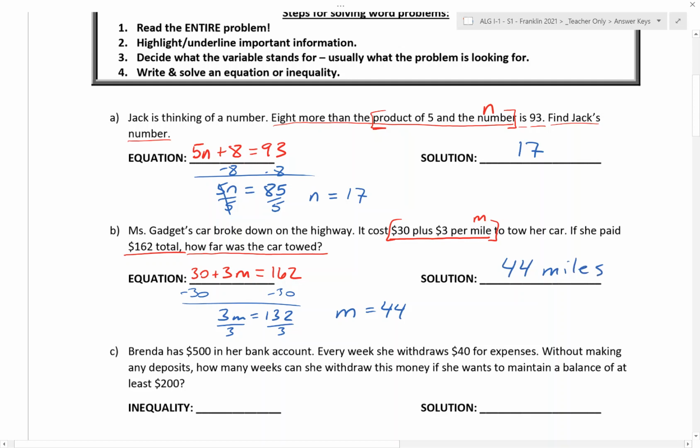If you're ever not sure if you got the answer correct, you can just plug it back into your equation and check it. If you're not confident that your equation's right, read back through the problem and see if it makes sense.